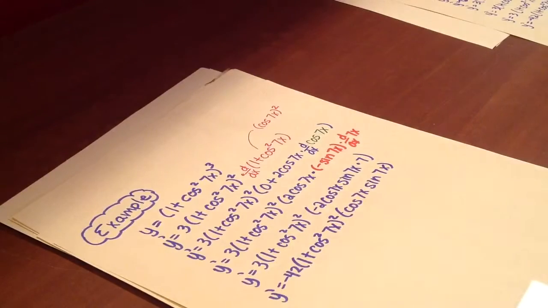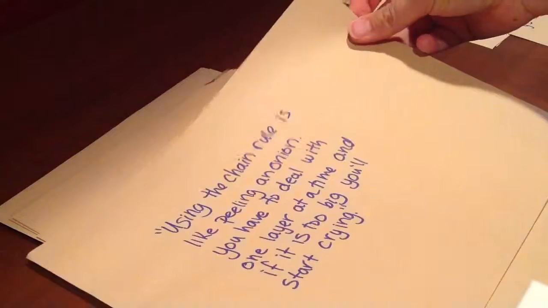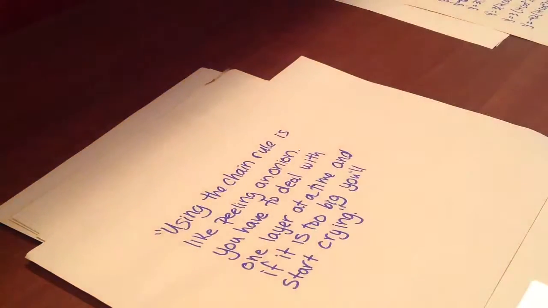I'm going to leave you with this quote. I'll let you read it for a second. You can see how with the chain rule we had multiple layers, like an onion has multiple layers. But I like how they mention that if you take one layer at a time, and if it's too long, you start crying. So I think this is a great analogy. That chain rule problem only had 3 layers, but there was a lot to it.